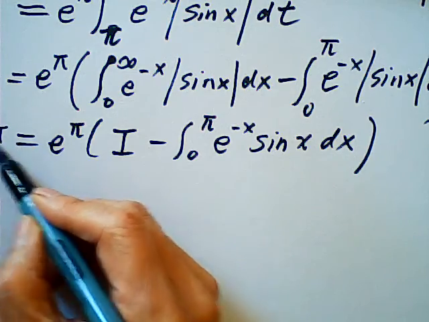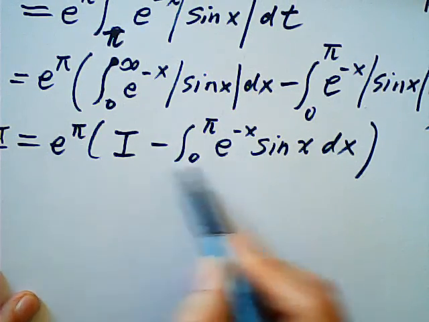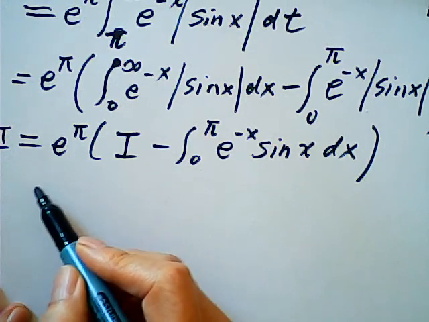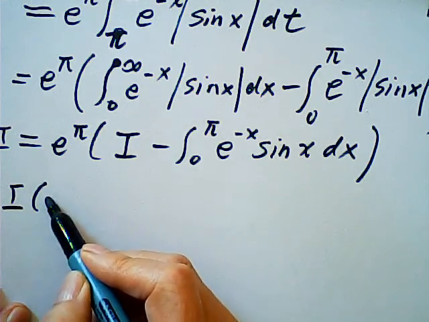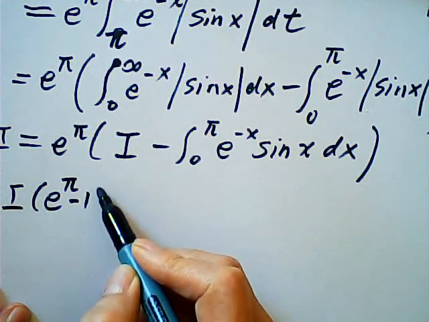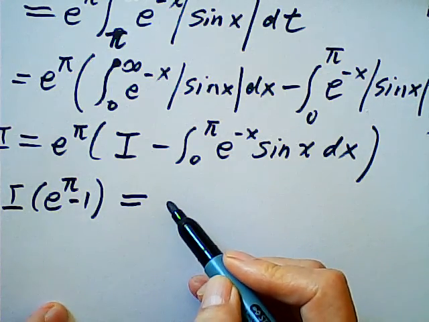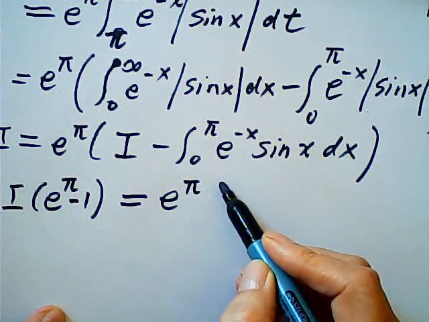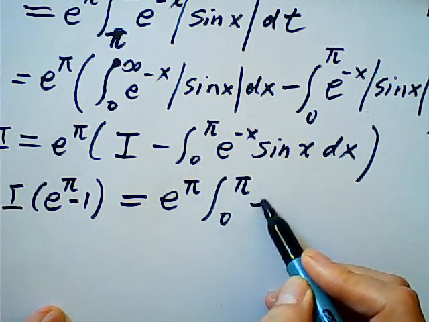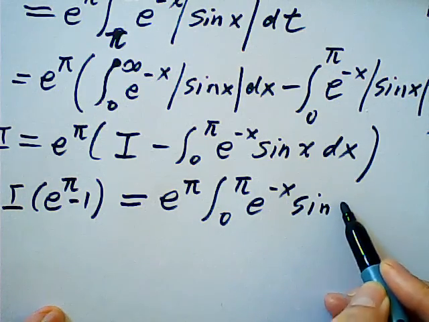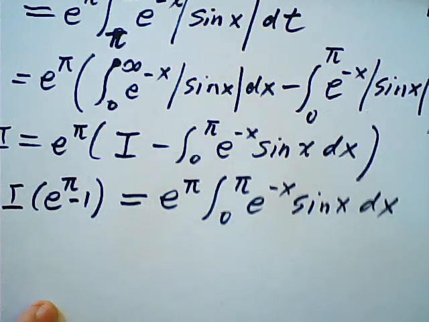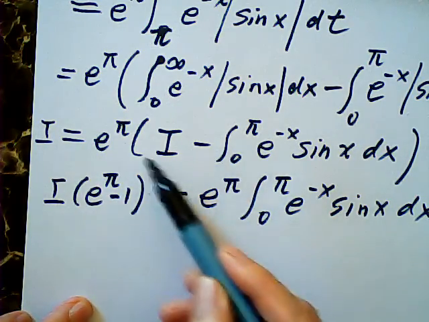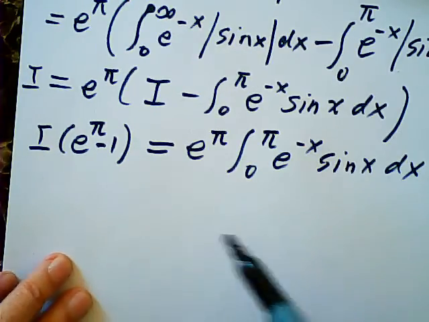This side is I, right? I move this one over there and change the sign to positive, so this will become I times e to the pi minus 1 is equal to e to the pi times the integral from 0 to pi of e to the negative x sine x dx. Yeah, this one moved over there changes sign, becomes positive. Therefore, everything can be done.